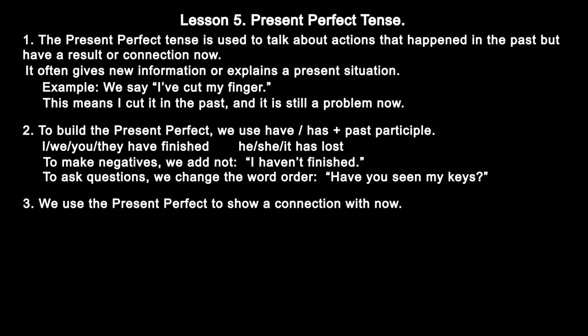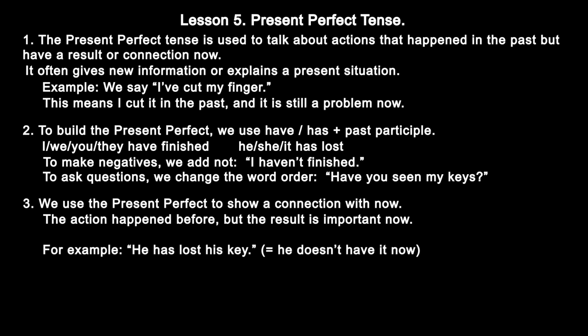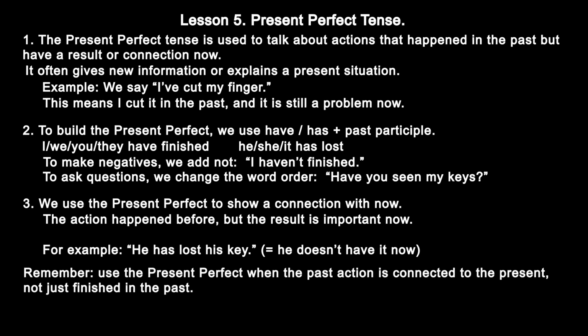3. We use the present perfect to show a link with the present. The action happened earlier, but the result is important now. For example, he has lost his key. That means he doesn't have it now. Remember, use the present perfect when a past action is connected to the present, not when it is only finished in the past.